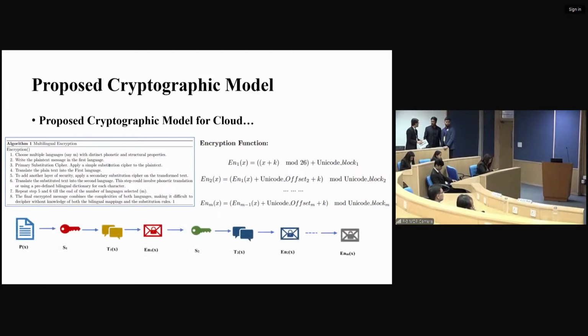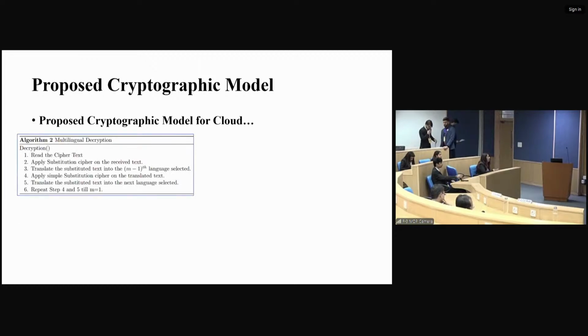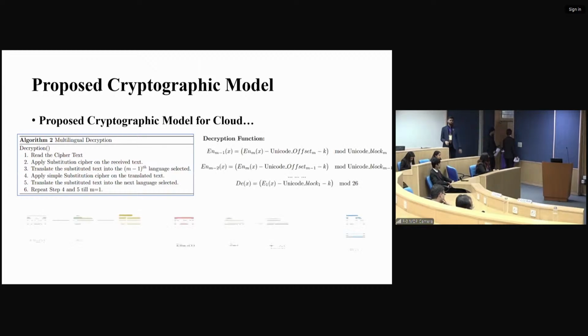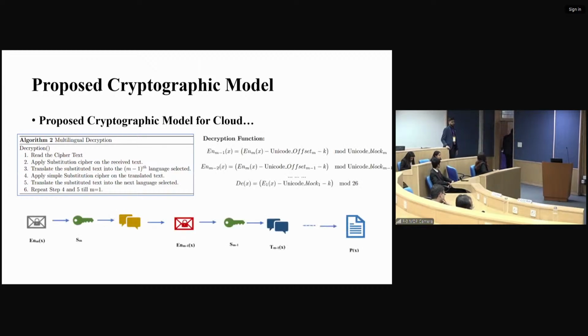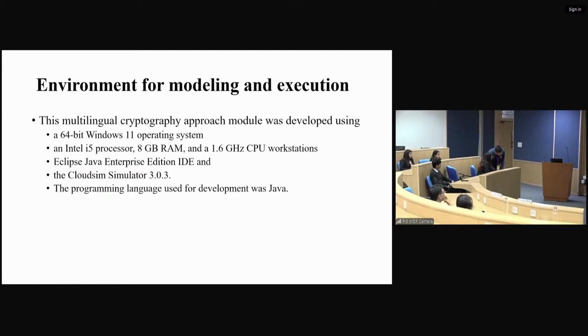This is the pictorial diagram for this encryption part. And in the similar decryption function, we use the reverse procedure, in which we convert that language in the similar fashion into another language. We are going to implement this in an environment on our system, a 64-bit Windows 11 operating system with an i5 processor. And we are developing it in the Java language in the CloudSim simulator.